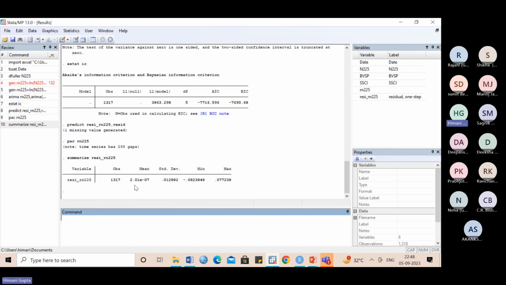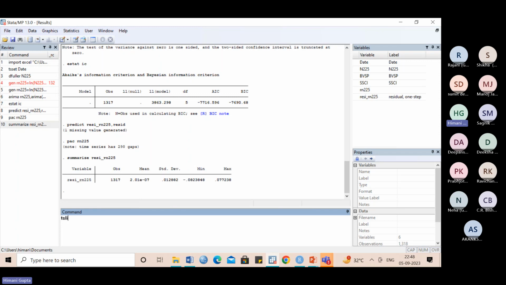Now, the mean is, you can see, 2.01 E minus 07. So if you calculate it, it will be near about 0. So we can say that my mean is 0. We can check it diagrammatically also.